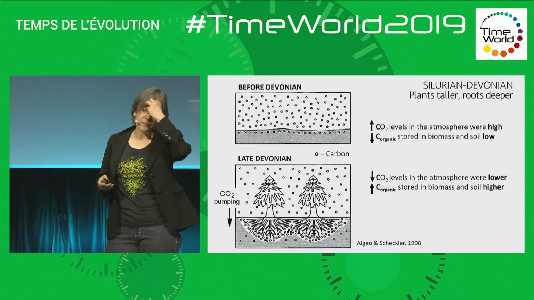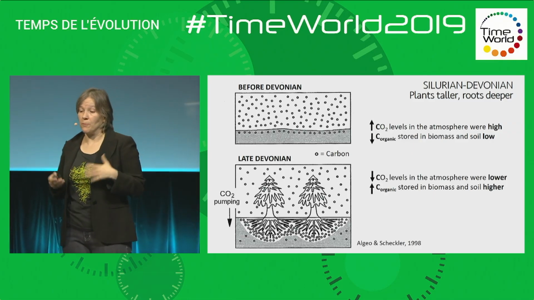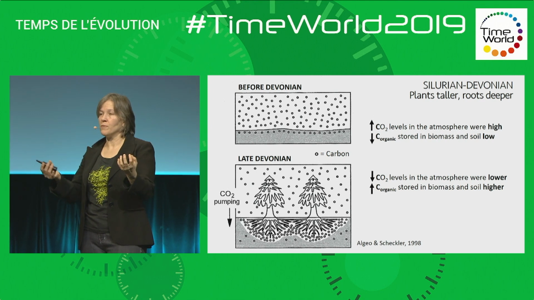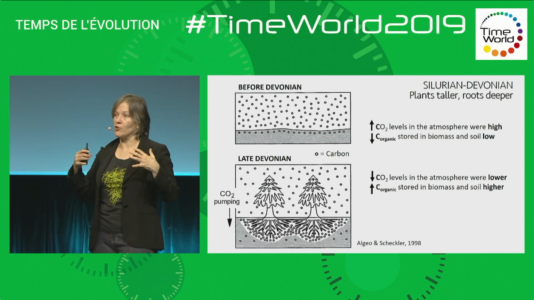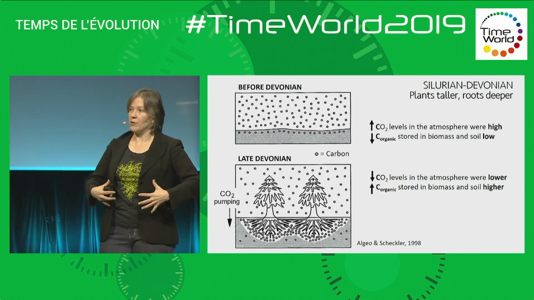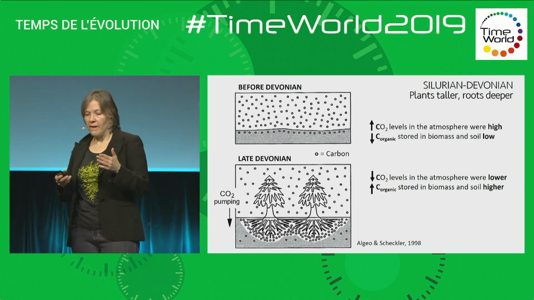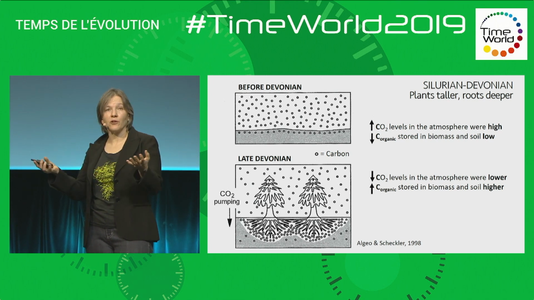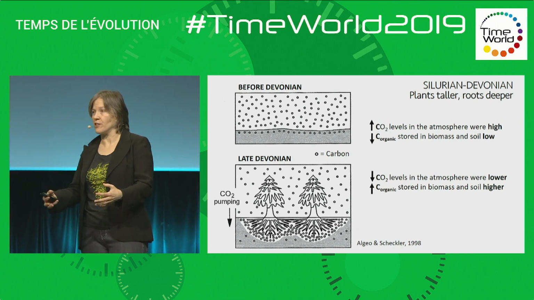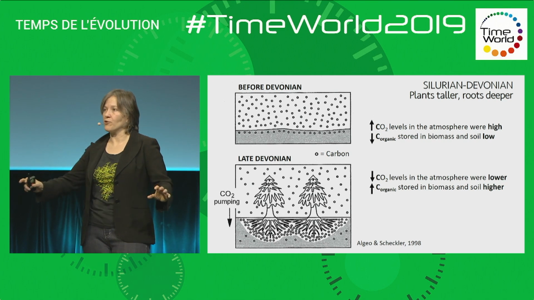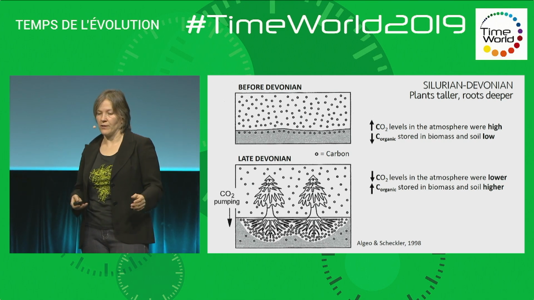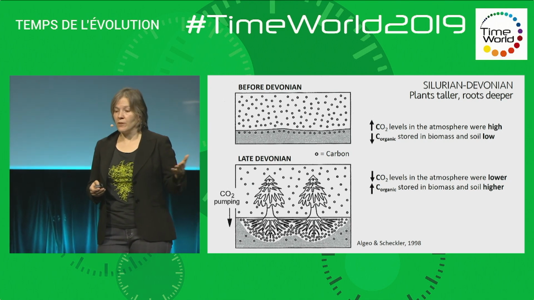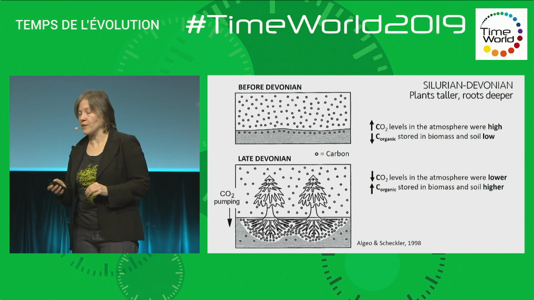So in the late Devonian, plants were bigger, and as you know, plants take up CO2 to produce oxygen, but they also store a lot of the CO2 in their bodies to grow. When plants die, some of that organic matter ends up in the soils, and with that, it's also permanently taken out of the atmosphere. So while plants were getting bigger through the Devonian, we see CO2 levels in the atmosphere going down.